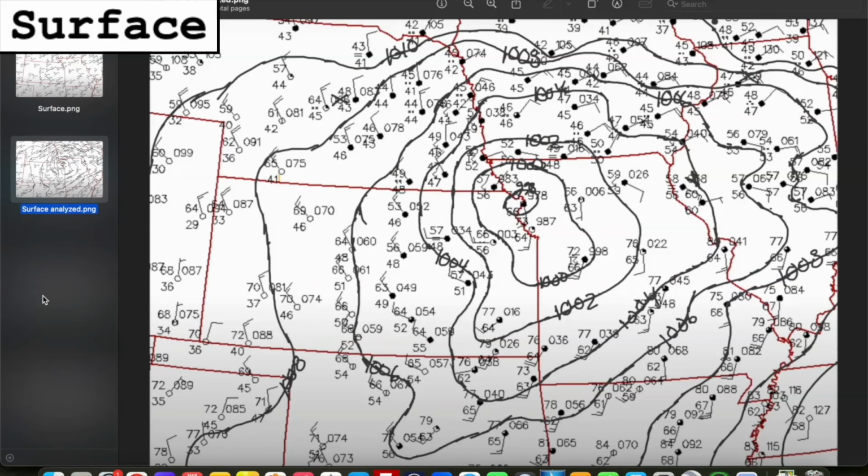In this example here, it's going to be located at the center of that lowest pressure contour there. So we would mark our surface low with a red L.